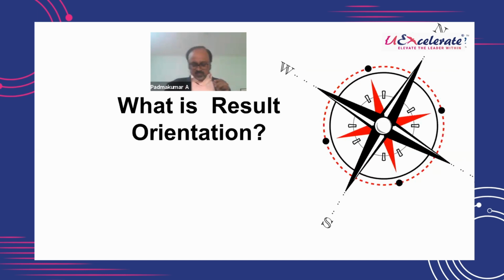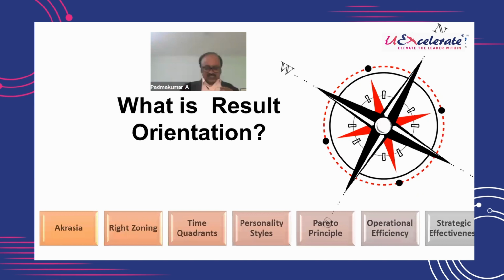Now, we are going to move to result orientation. In order to look at what exactly is result orientation, we're going to use all the things that we have discussed so far. We talked about accuracy. We talked about right zoning of activities by taking it to the next level. We talked about the time quadrants. We talked about our personality styles as far as time management is concerned. We talked about prioritization and the Pareto principle. And just now we discussed operational efficiency and strategy effectiveness. With all of these, we are going to look at how we can be more result oriented.